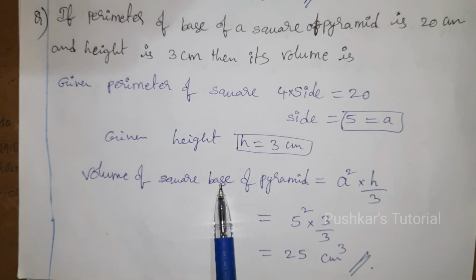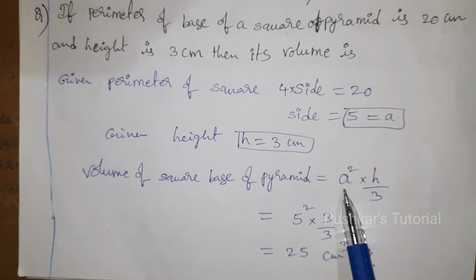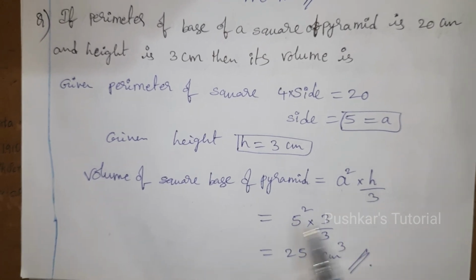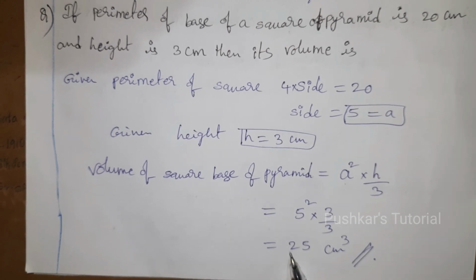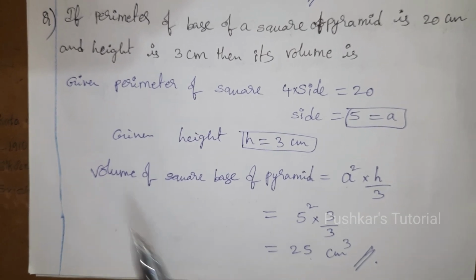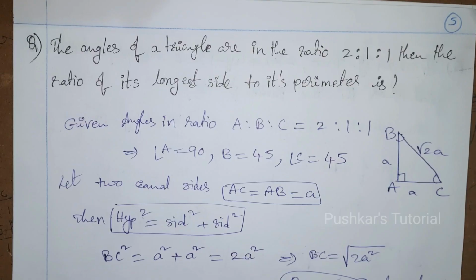So volume of the square base pyramid is equal to the formula a square into h by 3. So 5 square into 3 by 3. 3 and 3 cancel. 5 square, answer 25. Volume in centimeter cube is the answer.